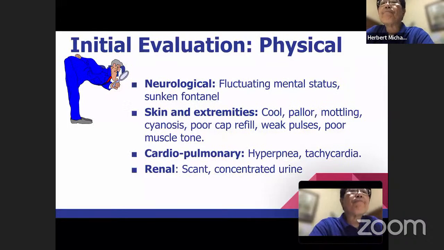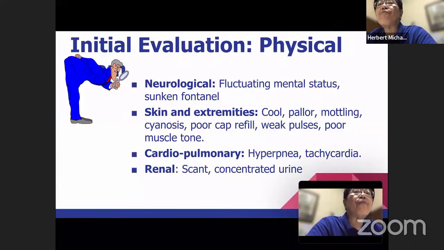So, as I've mentioned earlier, a fluctuating mental status, an infant with sunken anterior fontanelle, children with cool extremities, pale-looking, mottled skin, cyanotic, poor capillary refill, weak peripheral pulses, and poor muscle tone. These are actually not good physical exam findings already. Most of the time, these patients are tachypneic or hyperpneic, and of course, they're tachycardic. And by physical exam or by history, these patients would have very little urine.